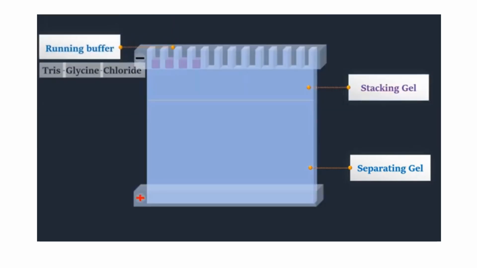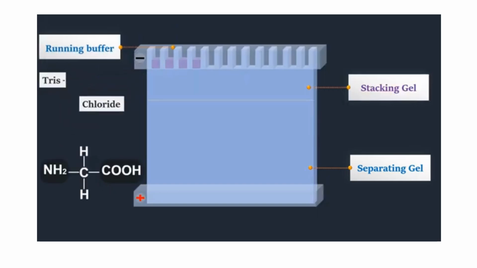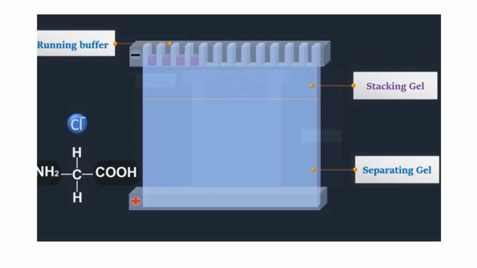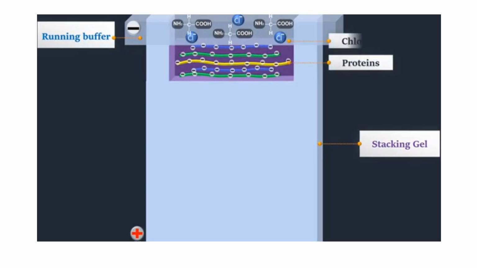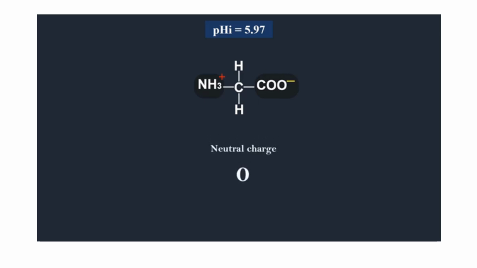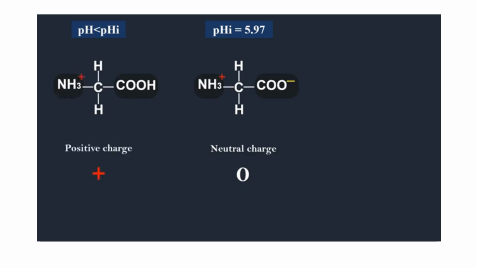As we have seen previously, the running buffer consists of glycine and chloride ions. So, in the sample wells we will have proteins, chloride ions, and glycine. Proteins and chloride ions are negatively charged. Well, glycine can exist in 3 different charge states depending on the pH. The isoelectric point or pHi of glycine is equal to 5.97. At this pH, glycine carries neutral charge due to the gain and loss of protons. At a pH below its pHi, glycine carries a net positive charge. And at a pH above its pHi, it becomes negatively charged.